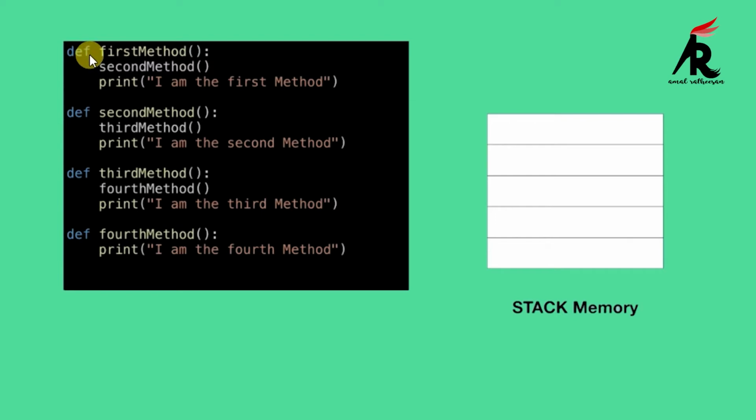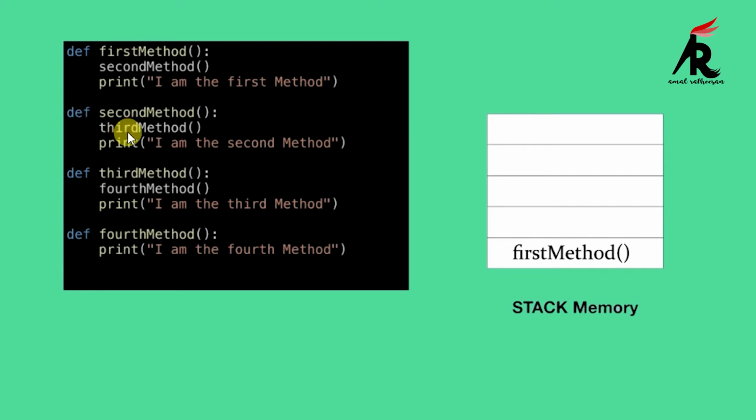def first method, and the second line is second method, so it will go to the second. Before going to the second method we must know where we came from. So we must store the location, first method, into the stack memory, then we'll go to the second method. First method is added in the stack memory.